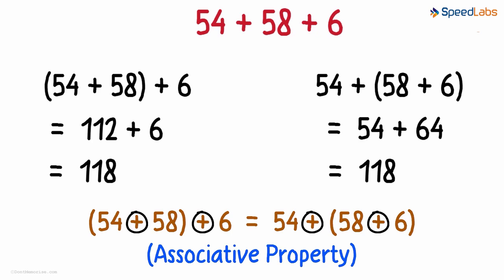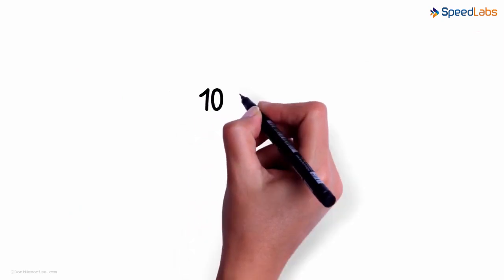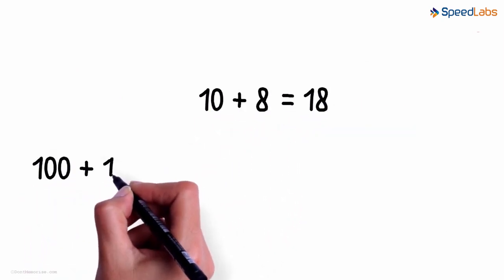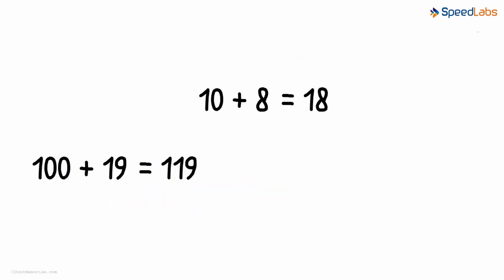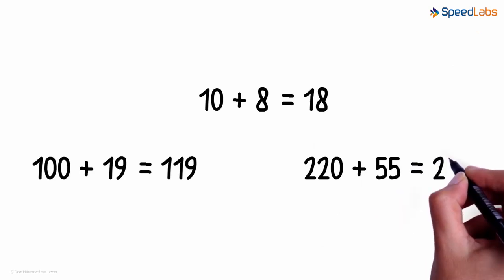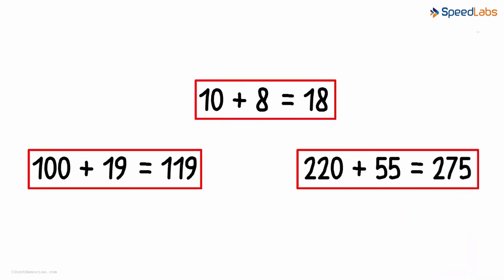There is a simpler way to add these numbers. We know that 10 plus 8 is 18, pretty simple addition. 100 plus 19 is 119. Similarly, 220 plus 55 is 275. All these calculations are quite easy, aren't they?